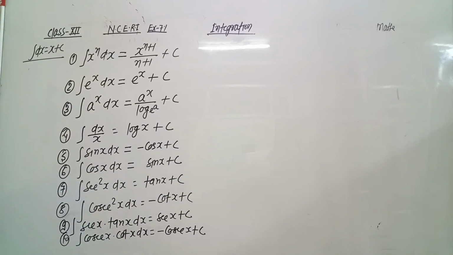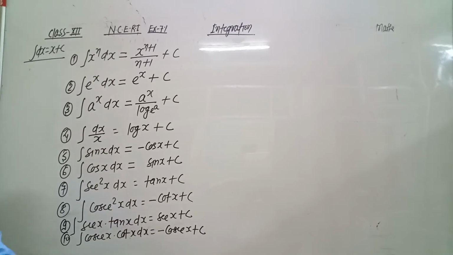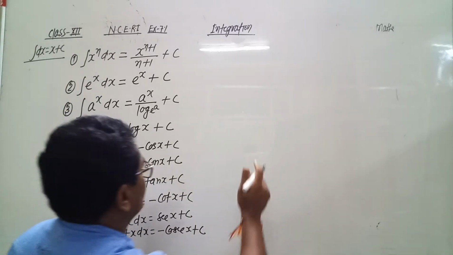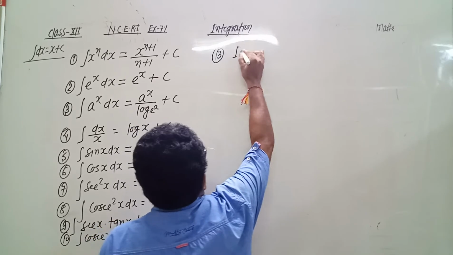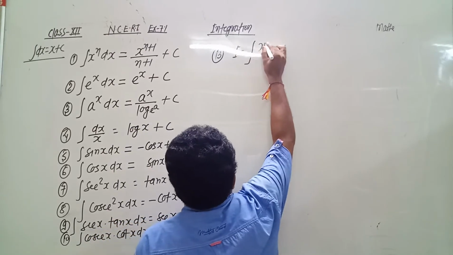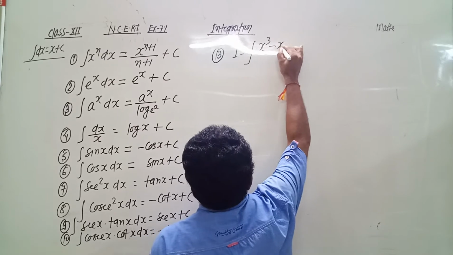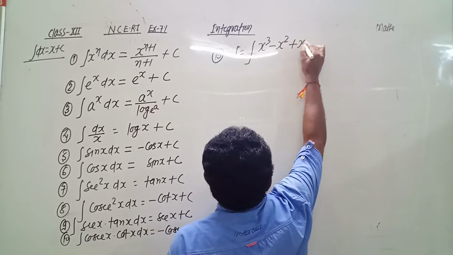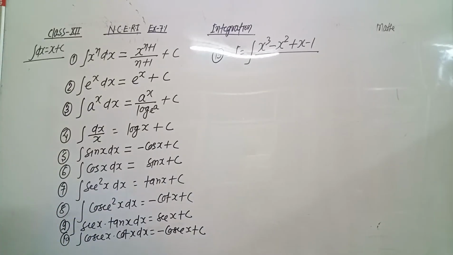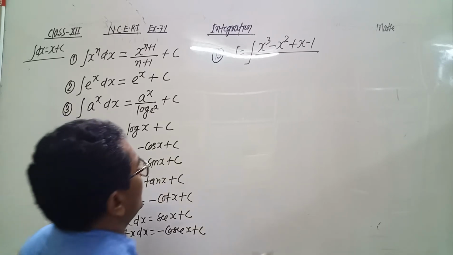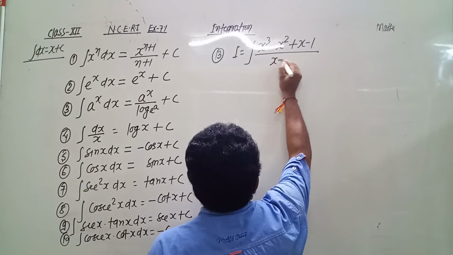Question number 13. I equals integration of (x cube minus x square plus x minus 1) upon (x minus 1) dx.